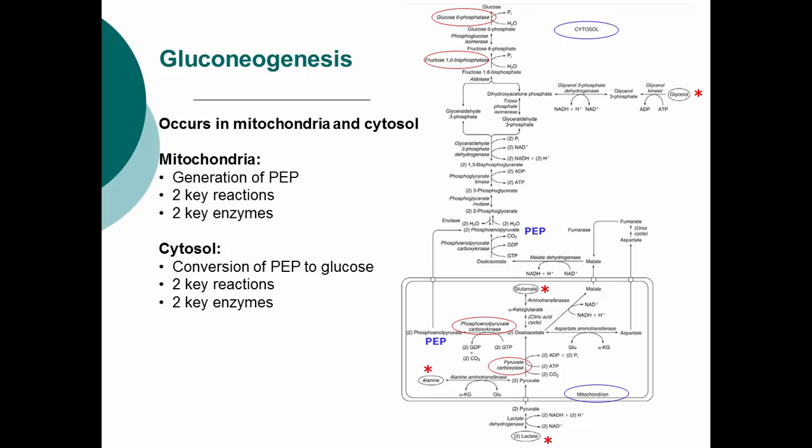And if glutamate is the precursor, then we only utilize one reaction in the mitochondria and two reactions in the cytosol. And if we use glycerol as the precursor, we only undergo two reactions, in the cytosol.